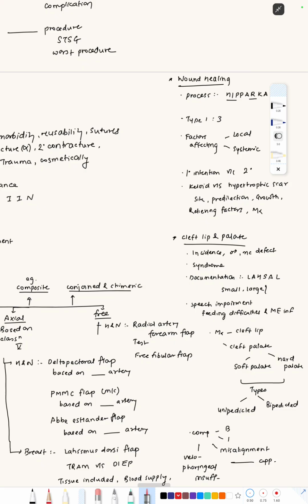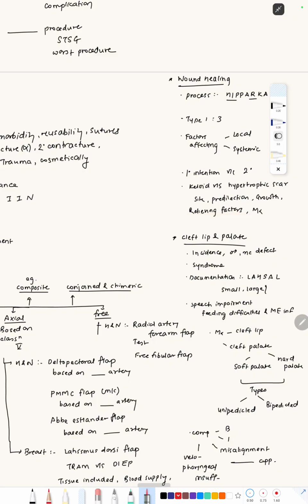Then what are the complications? Keloid and hypertrophic scar. What's the difference? The first is the site. The most common site for keloid is going to be the sternum, then the shoulder tip, ear lobes. The hypertrophic scar is generally found on the extensor surfaces. Predilection: keloids are generally found in African Americans, while hypertrophic scar is more commonly seen in children. Then the growth. The growth of the keloid is haphazard, I mean, it goes beyond the margin. In hypertrophic scar, it remains within the margin.